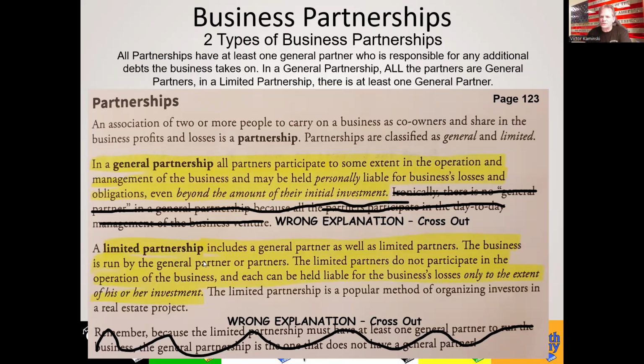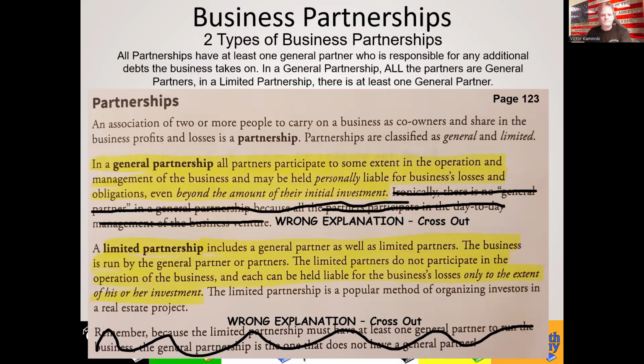Whereas a limited partnership, there's always at least one general partner, even in a limited partnership. But in a limited partnership, there's other investors that do not work in the day-to-day activities of the business that may have invested in it. They cannot be held liable for any additional debts the business takes on. They only risk losing their initial investment in the business. But if that business takes out new business loans or what have you, they can't be held liable for them.